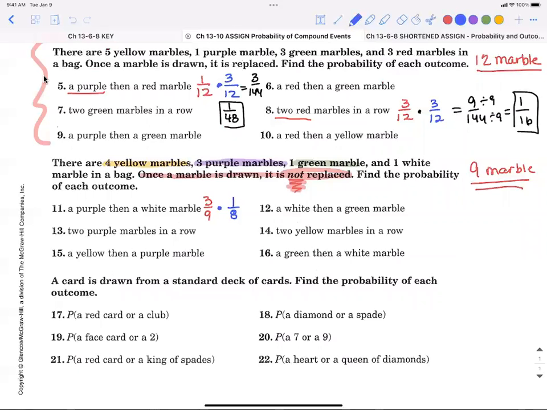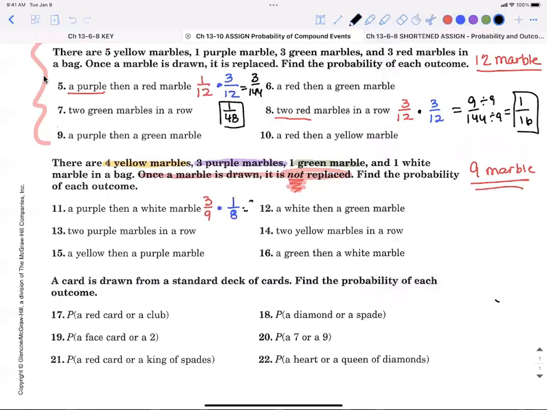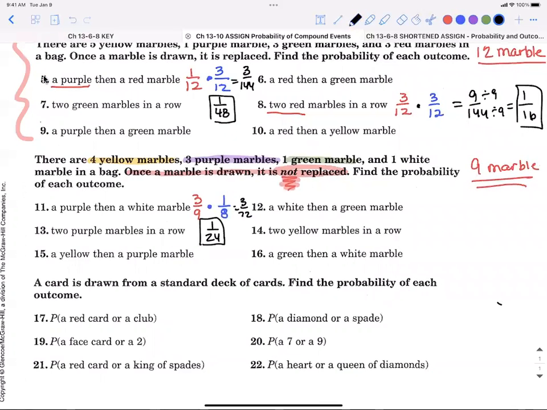And then we multiply across the top, multiply across the bottom, and we get 3 out of 72, which reduces to 1/24. And that is the compound probability for number 11. Okay, easy enough on that. I do want to do when you have 2 marbles the same color. Okay, so I want to do number 14 with you. 2 yellow marbles in a row.